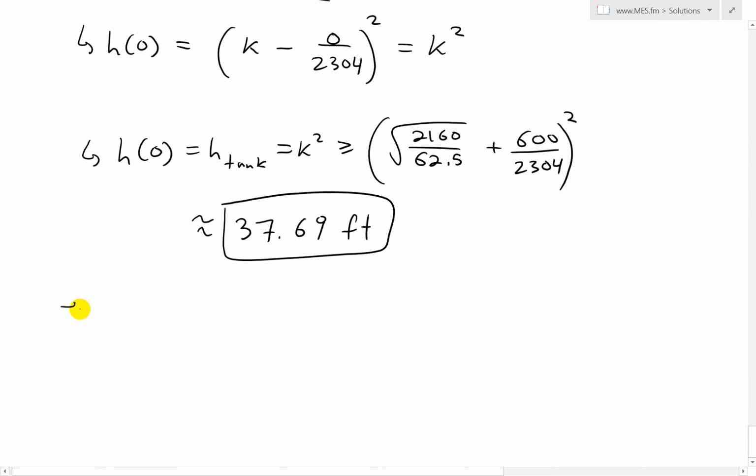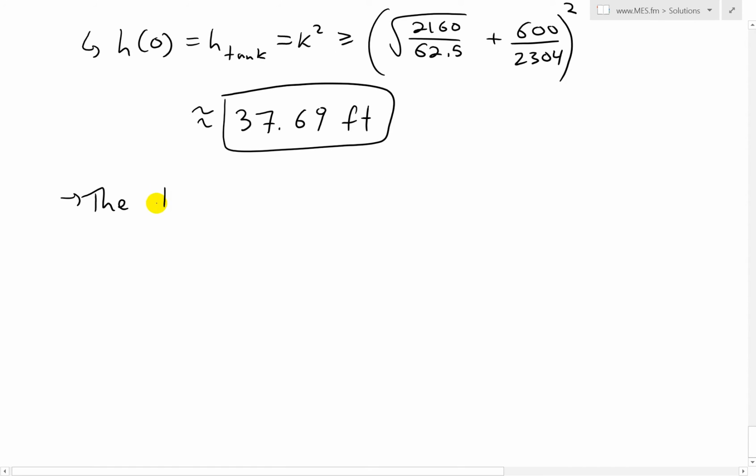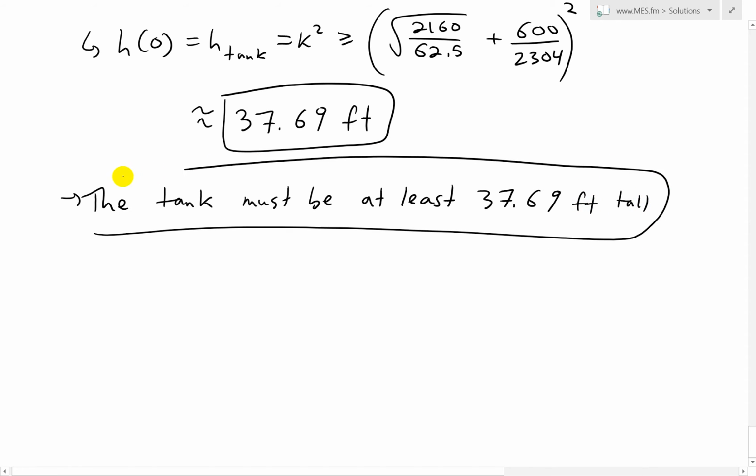So in other words, the engineer has to specify that the tank, assuming it's completely filled with water, must be at least 37.69 feet tall. And there is our answer, like that.